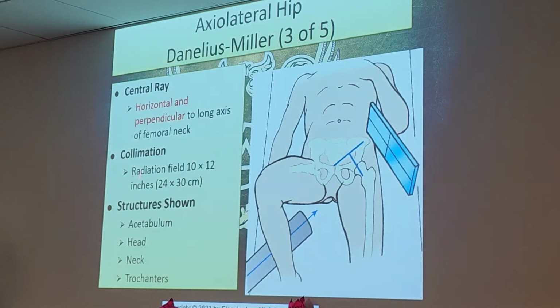10 by 12 cassette. You shouldn't use a 14 by 17 for that, it's just going to be excess radiation on the patient. And it's going to show our acetabulum, head, neck, and trochanters.